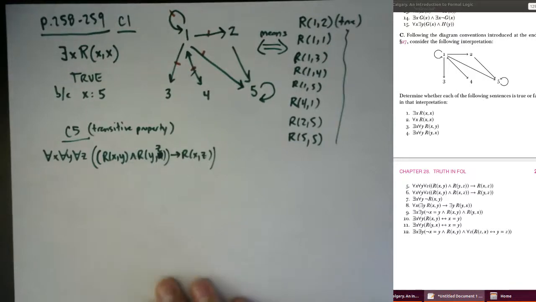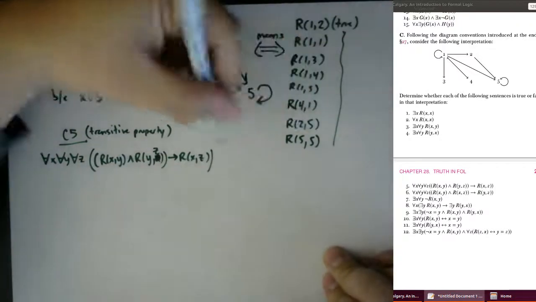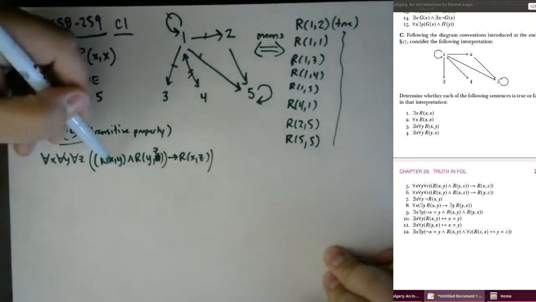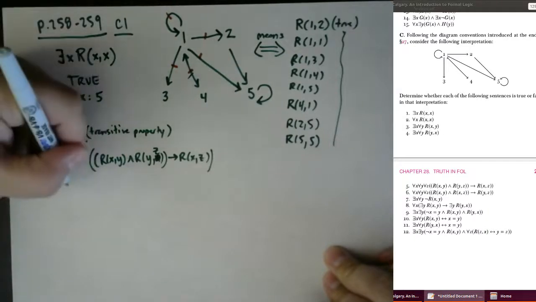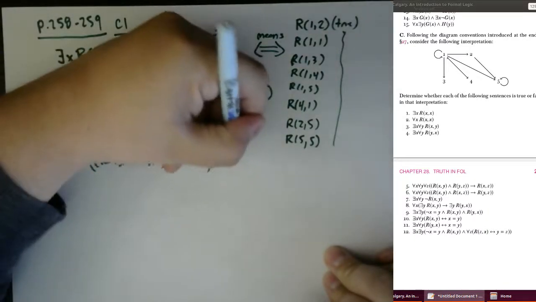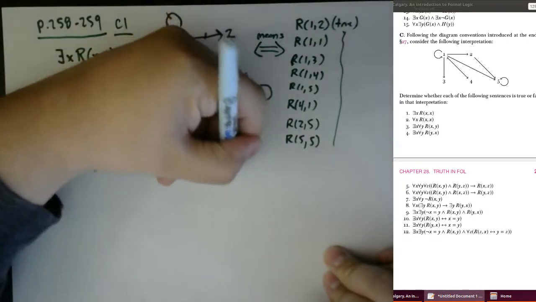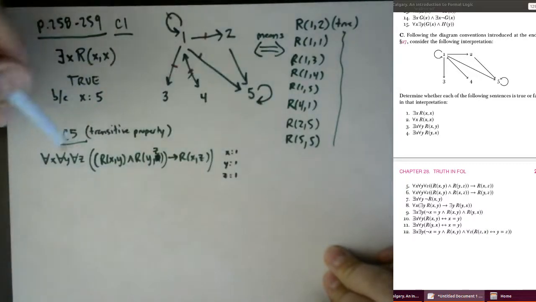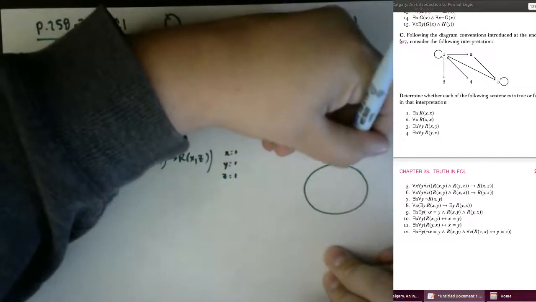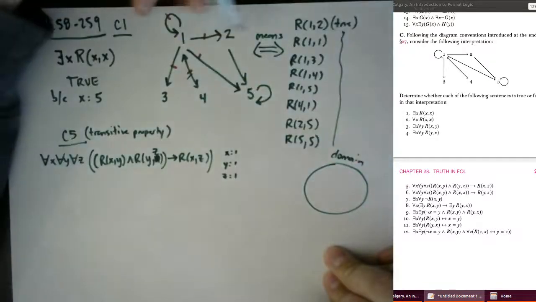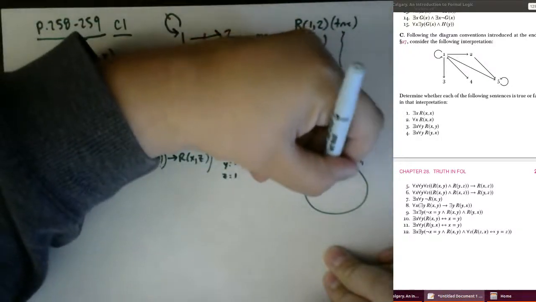So maybe let's just think about some examples. Maybe if I let X, Y, and Z all be the same thing, right? So if X were 1, Y were 1, Z were 1. Now I'm allowed to do that because the for alls can pick anything in the domain. My domain here are these numbers, 1, 2, 3, 4, 5.